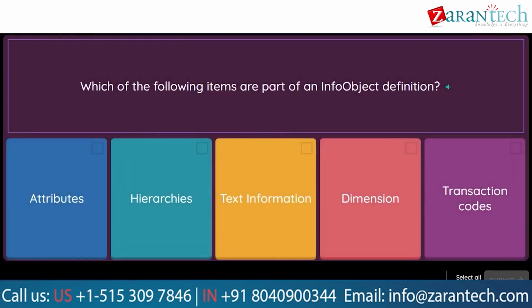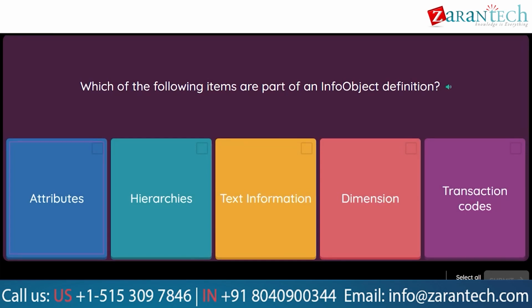Question: which of the following items are part of an info object definition? Option 1, attributes. Option 2, hierarchies. Option 3, text information. Option 4, dimension. Option 5, transaction codes.